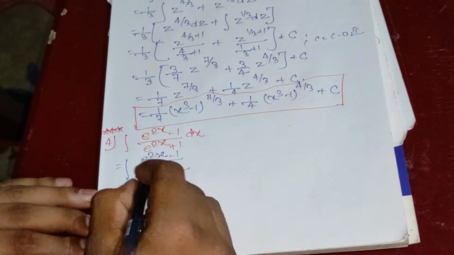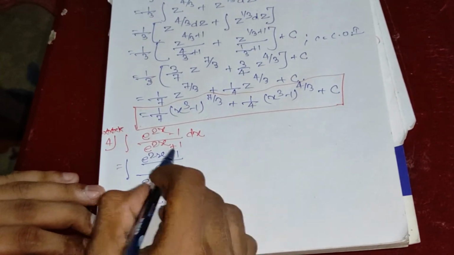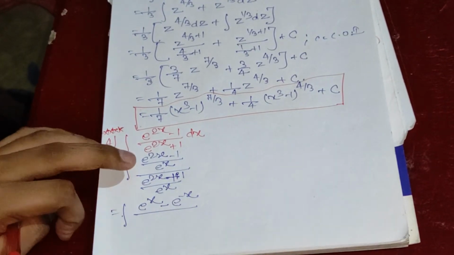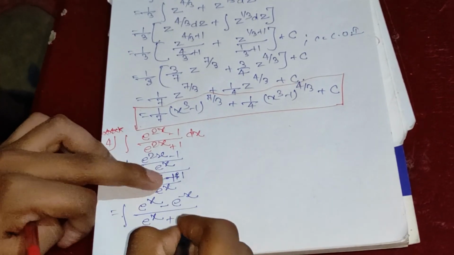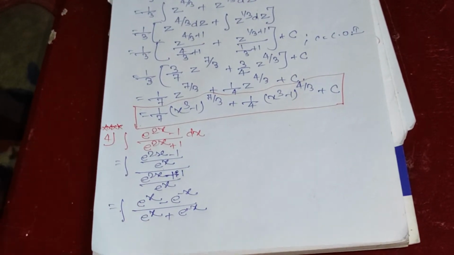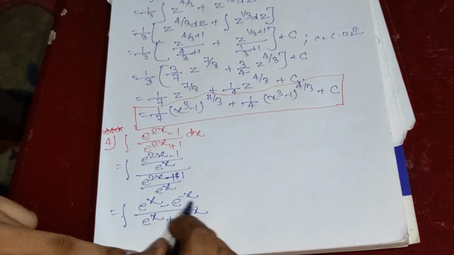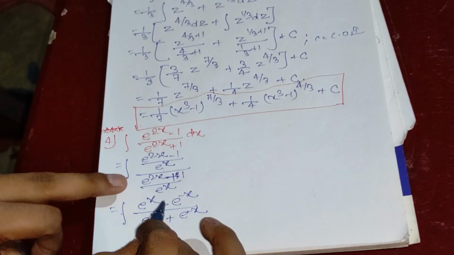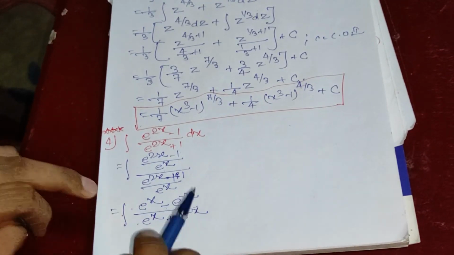So what we have, e to the power 2x divided by e to the power x. So we will have e to the power x, minus 1 by e to the power x, means we can write e to the power minus x. Similarly, e to the power 2x divided by e to the power x becomes e to the power x plus 1 by e to the power x, we can write e to the power minus x. So now see carefully, whenever you get a term like this, only the sign changes in the numerator and denominator.